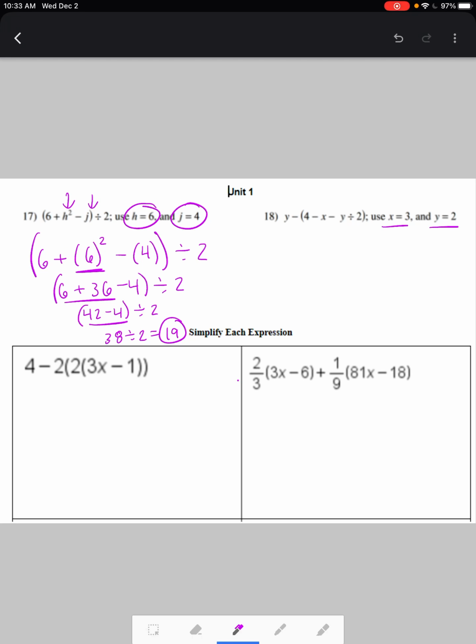Next, simplifying. Again, this is an example where you're not going to have a number as your final answer. You're still going to have some variables here. We're comfortable with that. We just want to take what they're giving us and simplify it, get it down to the smallest form possible.